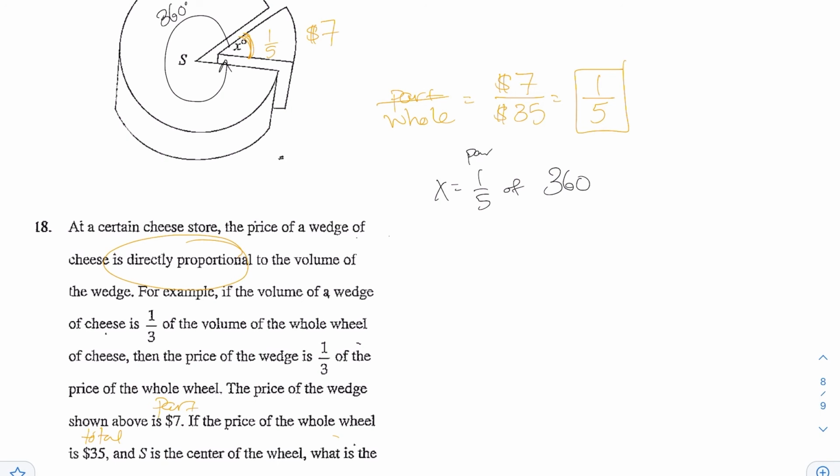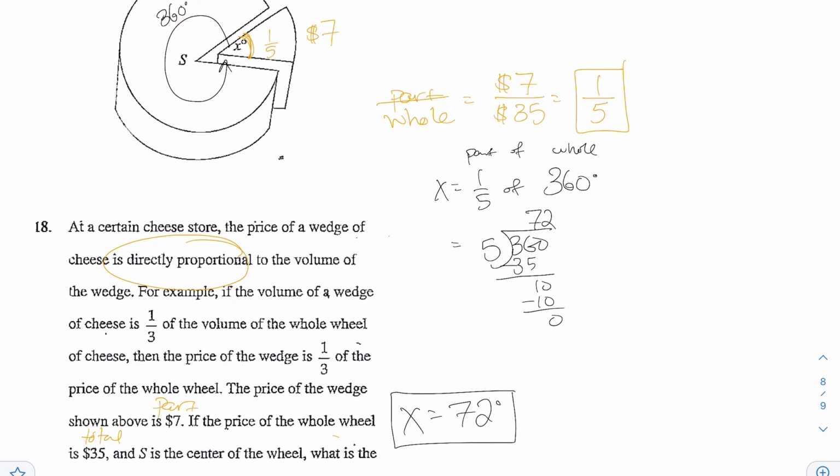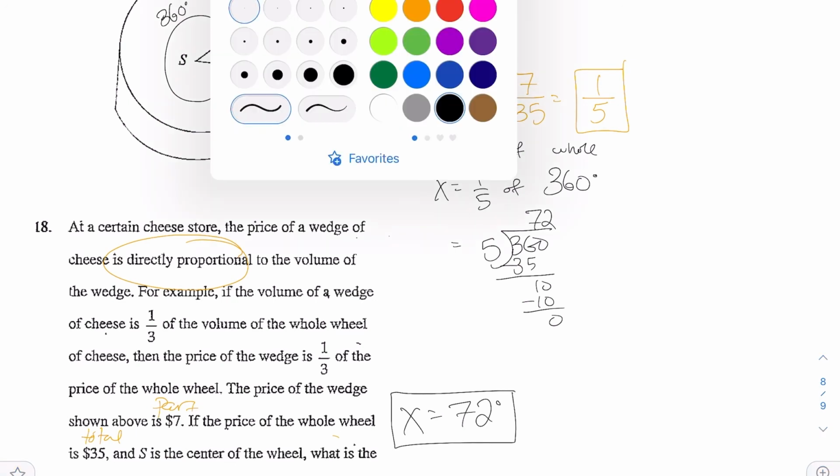Again, just part of the whole. In this case, the whole is an angle now. So when we do 360 divided by 5, you should get 72. So x is equal to 72 degrees because it's 1/5 of the full circle, which is 360.